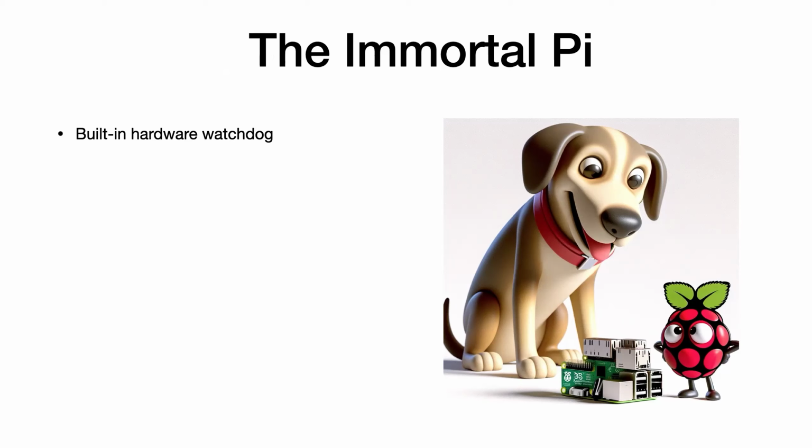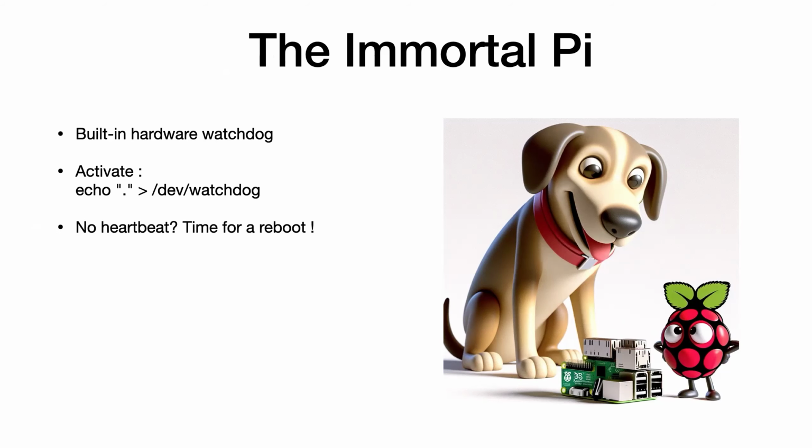So to start the watchdog, very easy. You just echo a dot to the device driver, which is /dev/watchdog, and boom, your watchdog has started. In fact, if you only do that, after 15 seconds your Raspberry Pi will reboot. What? Wait, what's happening? Oh, it's because once it's activated, the watchdog needs what's called a heartbeat. It's a signal to know that the OS is still running. And if it gets no heartbeat for 15 seconds, well, it's time for a reboot.